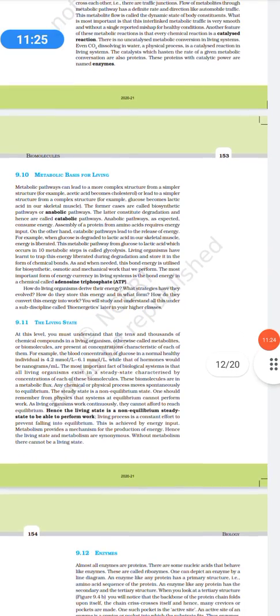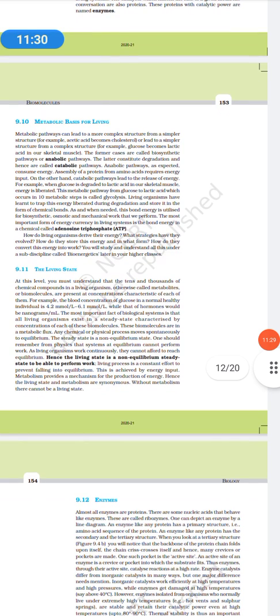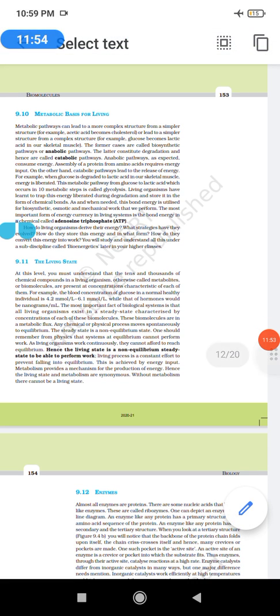So the metabolic basis of living: we need energy. We get the energy from ATP, adenosine triphosphate. The metabolic pathways can lead to more complex structures from simpler structures, or lead to simpler structures from more complex ones. So pathways which lead to more complex structures, simple to complex, I said is anabolism, which is building up.